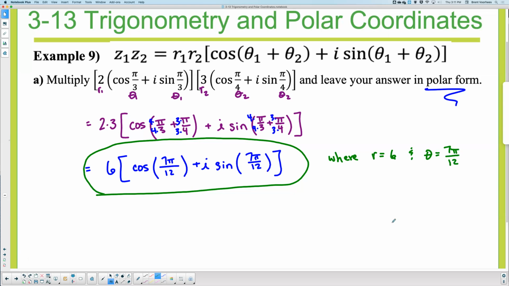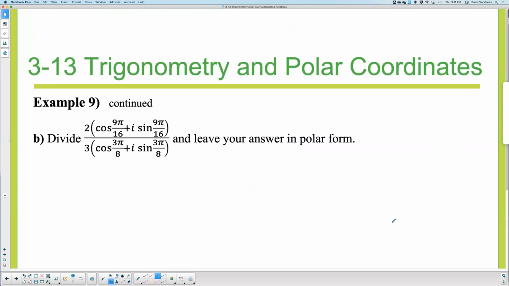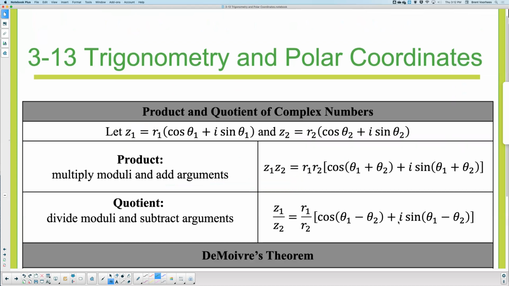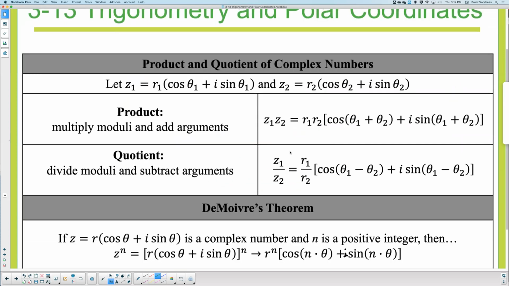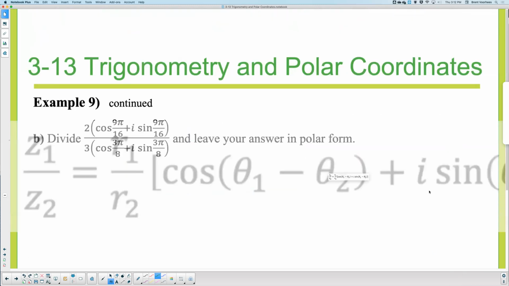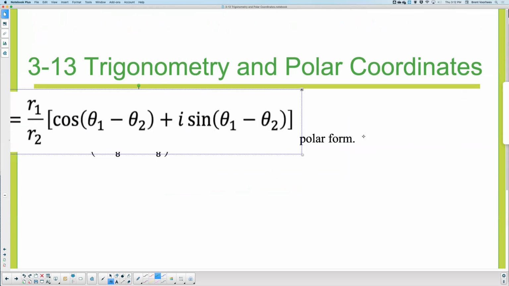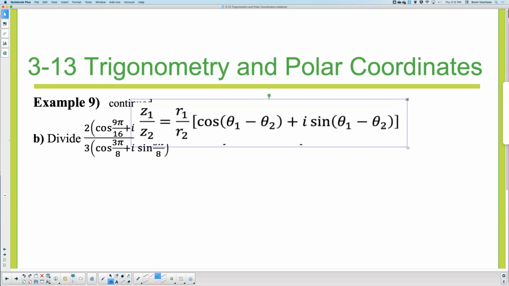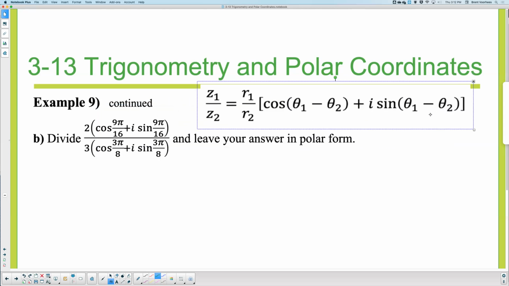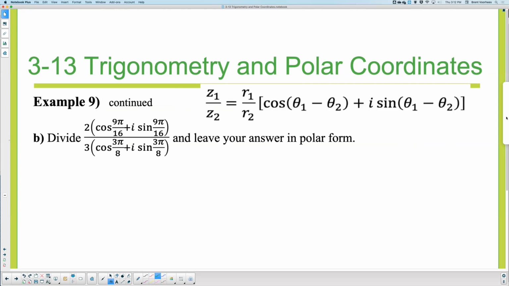Okay, now part B, instead of multiplying, we're going to divide. And so the formula is very similar, but I'll just go ahead for the notes and capture this formula for us one more time. You can notice by formula, they are very similar, but instead of multiplying our radiuses, we're going to divide them. And then instead of adding our angles, we subtract them. So here we go again.